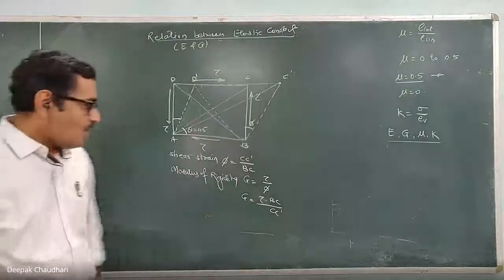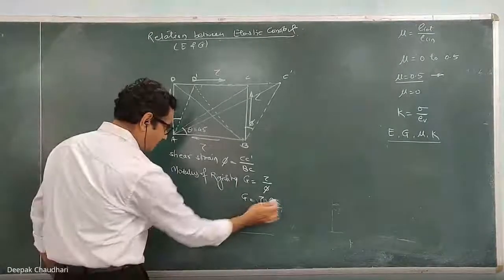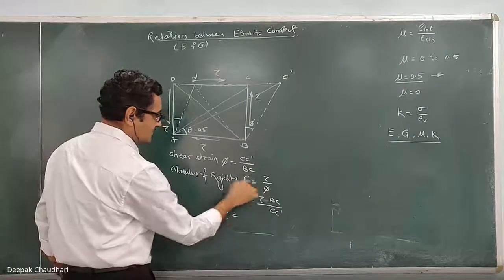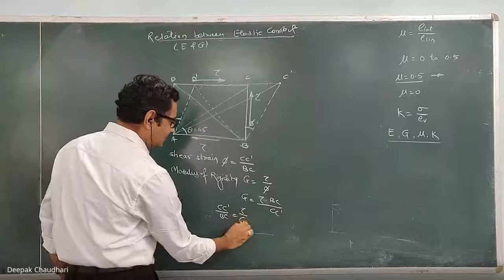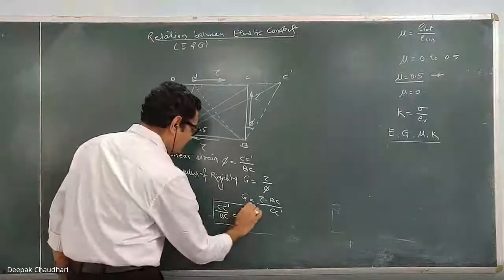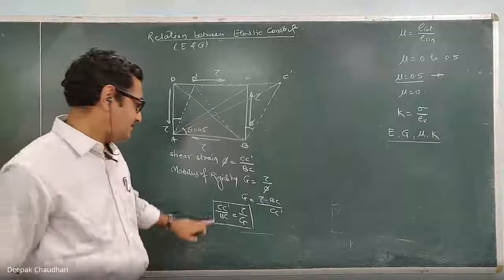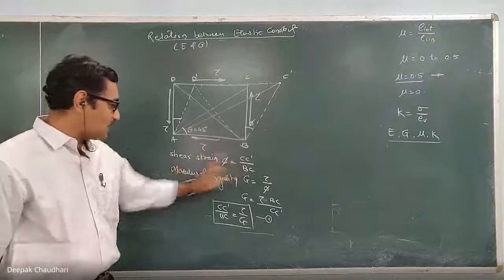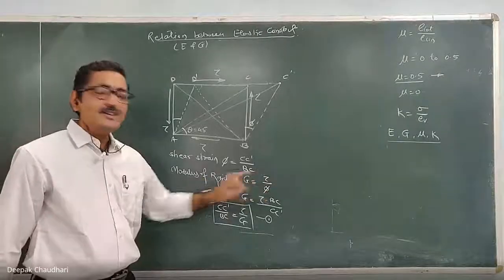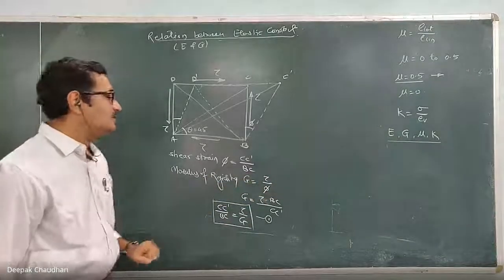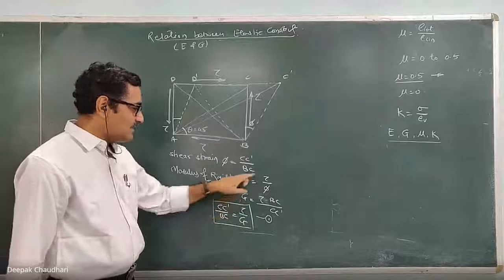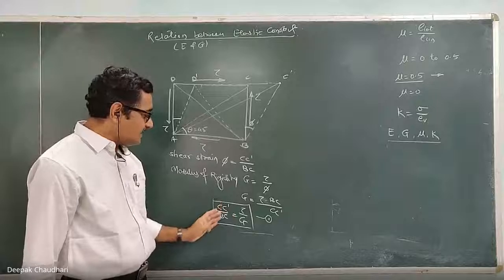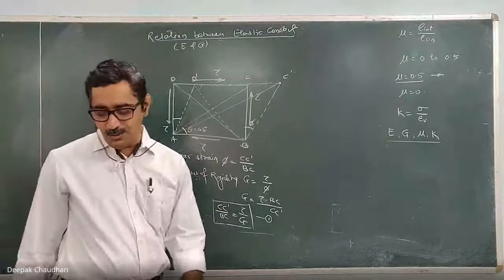From this I can write that the shear strain CC dash upon BC is equal to tau upon G. Let's call this equation number 1. Shear strain equals CC dash upon BC, and modulus of rigidity G equals the shear stress upon the shear strain. So the shear strain can be written as tau upon G, but the shear strain is equal to CC dash upon BC, so CC dash upon BC equals tau upon G.